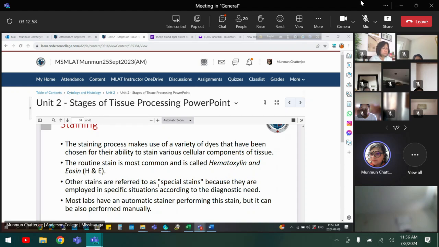doctor. So what is the most routine stain in the histopathology laboratory? It is called the H and E stain. It comes from hematoxylin and eosin. Hematoxylin and eosin, or H and E stain, is the most common and basic stain in the histopathological laboratory.